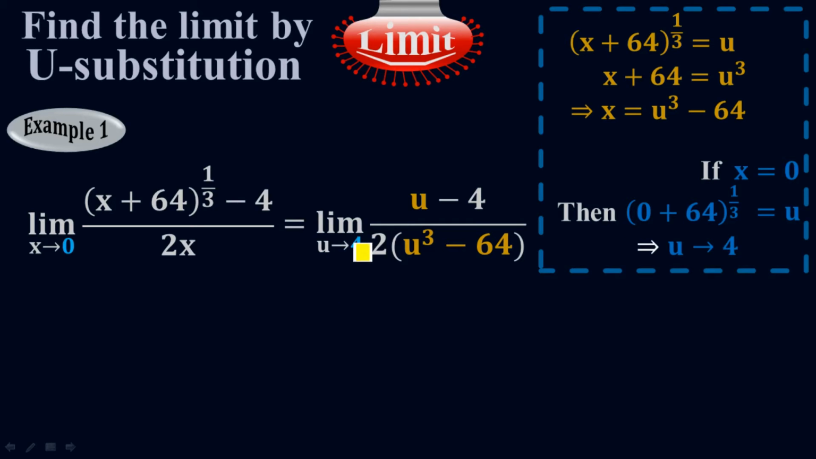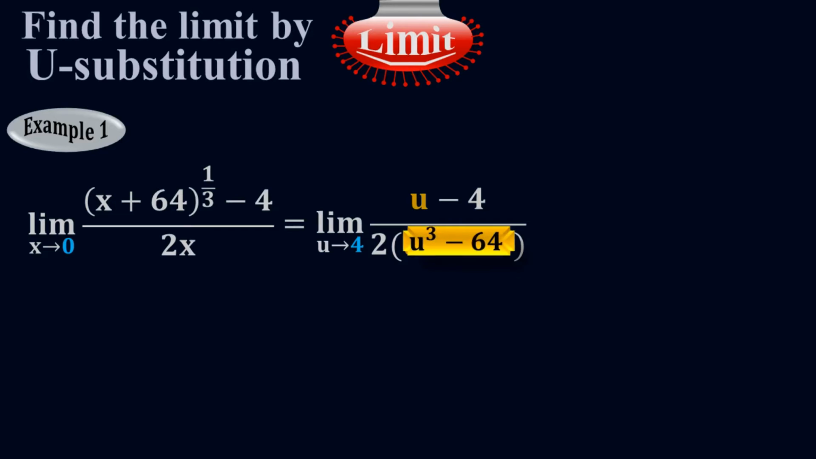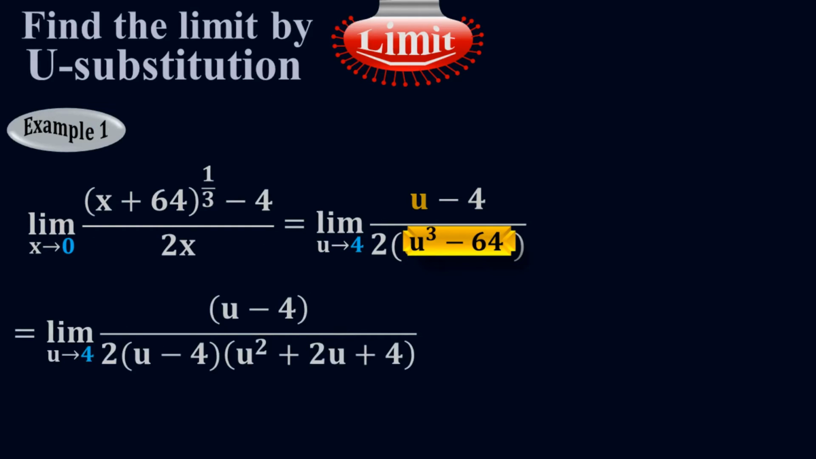So I'm going to put the limit here, where u approaches 4, not x approaches 0. If you look at this part, u cubed minus 64, it's a formula, u cubed minus 4 cubed. So I can write the limit of u minus 4 over 2 into u minus 4 into u squared plus 2u plus 4. Can I cancel u minus 4 in the numerator with u minus 4 in the denominator?